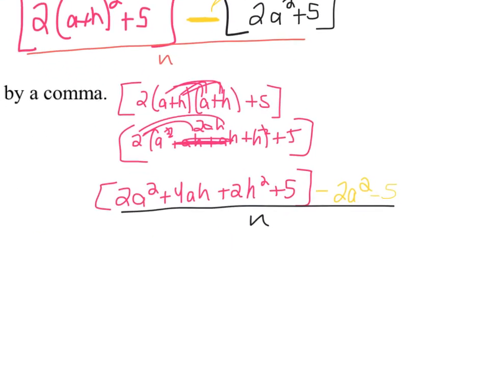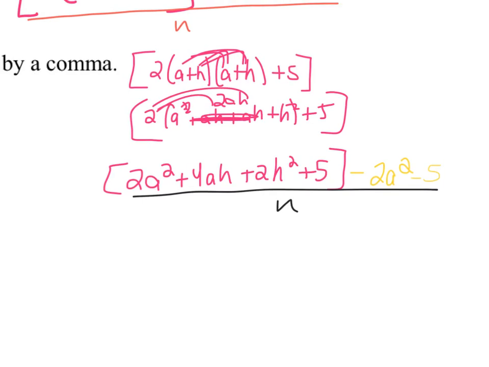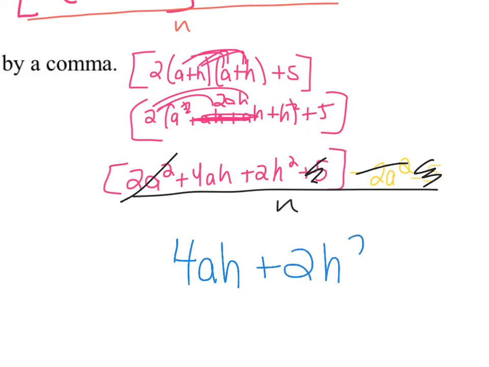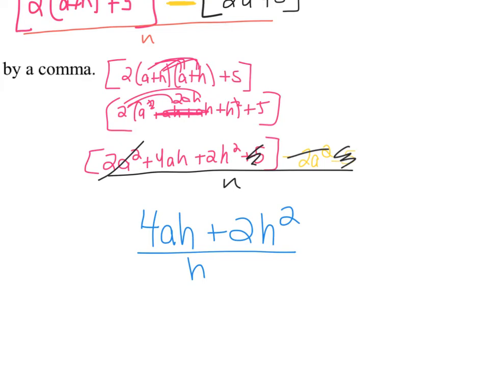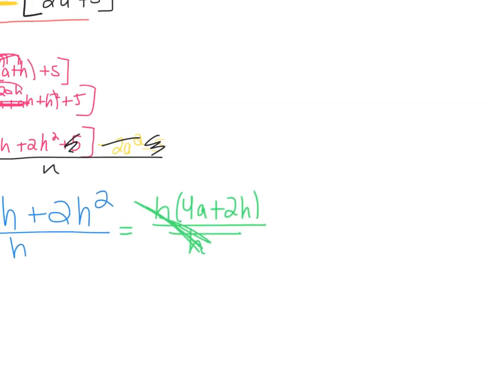Now we can combine like terms. All right, what happens to my a squareds? They cancel out. 2a squared minus 2a squared. What else cancels out? 5. Positive 5 and negative 5. So what am I left with on top? 4ah plus 2h squared all over what? H. And there's one more thing I can do. What's the common factor on the top? An h, right? So I have 4a plus 2h all over h. And then what happens to the h's? Cancel out.